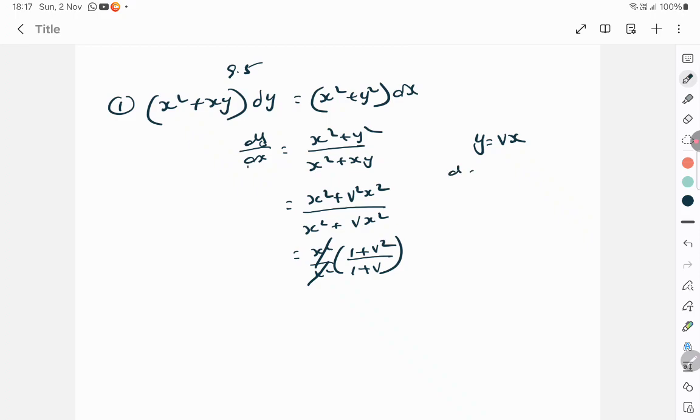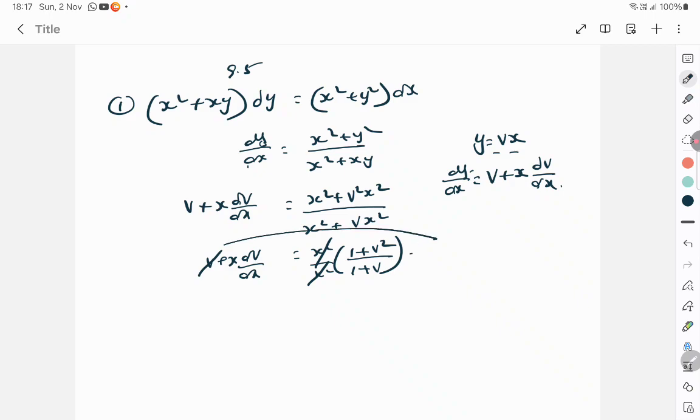And you have to find dy/dx. You have to differentiate y = vx as a product, u and v: the first one as it is, the second differentiated, plus the second one as it is, the first differentiated, which gives dv/dx. Take this and substitute it here. So you get v + x dv/dx. Here also you get v + x dv/dx.